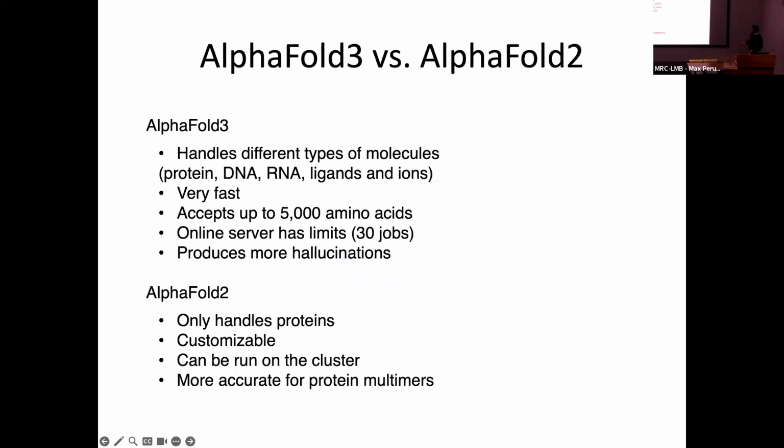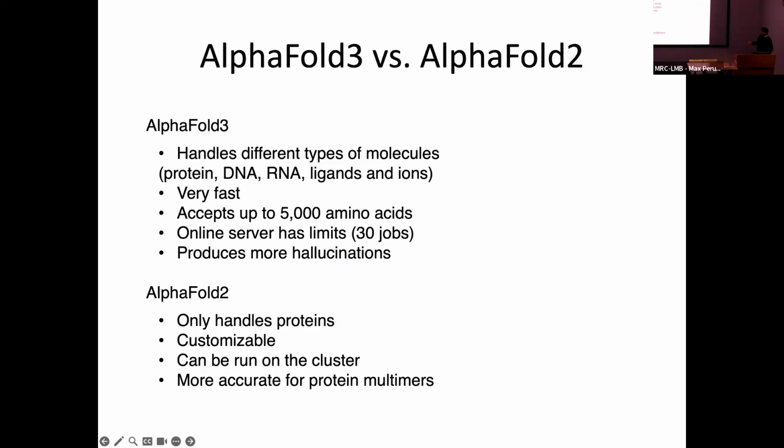AlphaFold, you probably know, there have been a few versions so far. The latest one is AlphaFold 3, but we are still using AlphaFold 2, and we'll see soon why. AlphaFold 3 is able to handle different types of molecules, like protein, DNA, RNA, ligands, and ions. It's much faster than AlphaFold 2. It can accept 5,000 amino acids, while AlphaFold 2 usually takes 2,000.